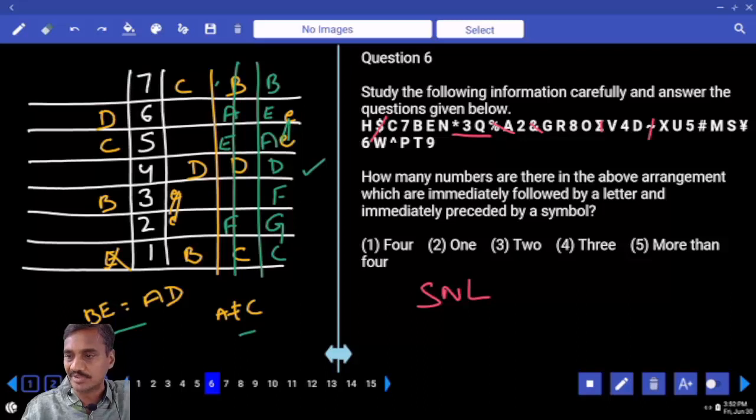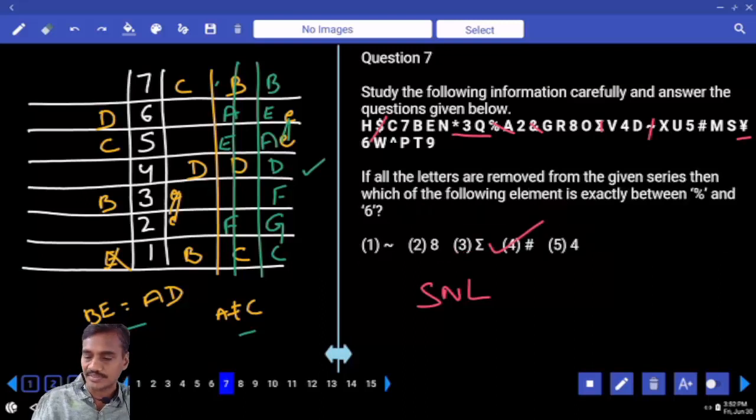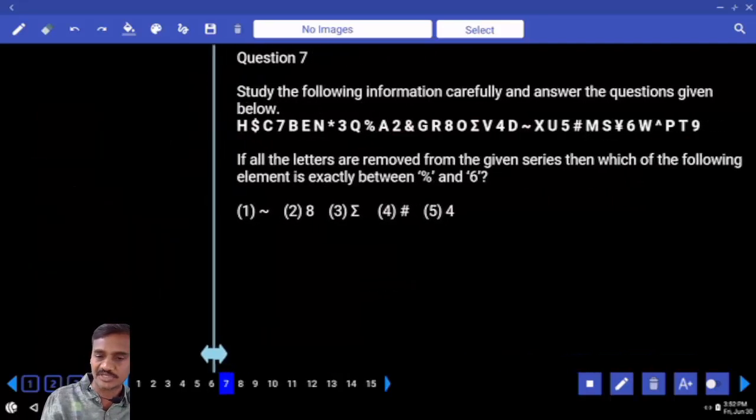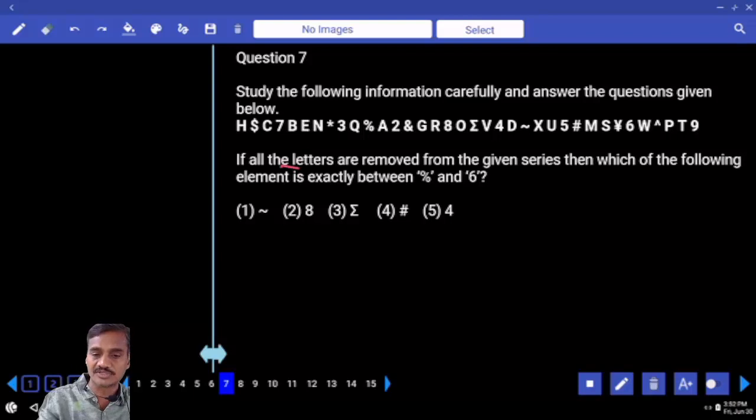And symbol, number and a letter. Now so this is another symbol. And so how many are there? There are only 2 of such type. Choice 3, question number 6. Then the 7th one: if all the letters are removed from the given series, what are the elements that are to be left over here? All the letters should be removed.